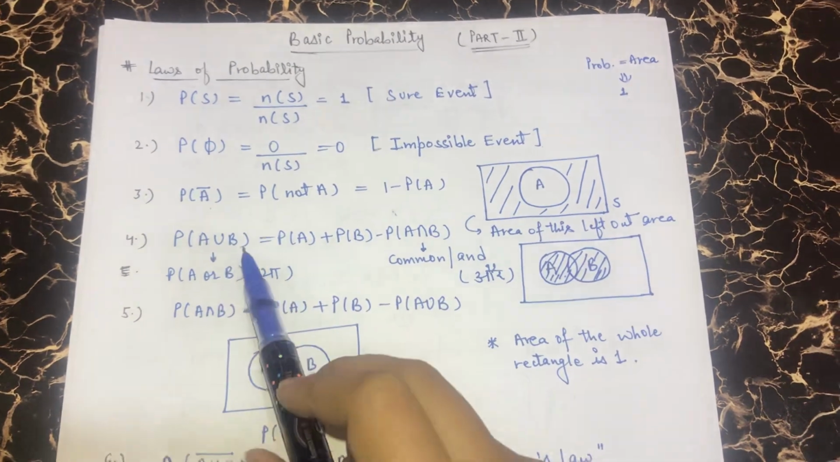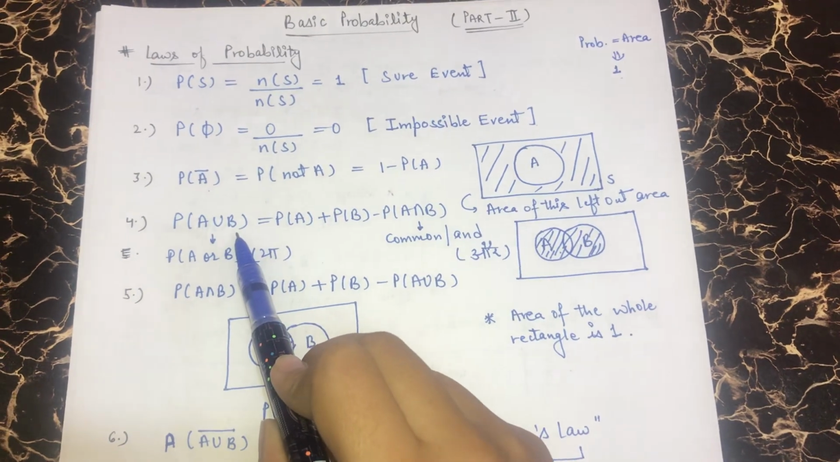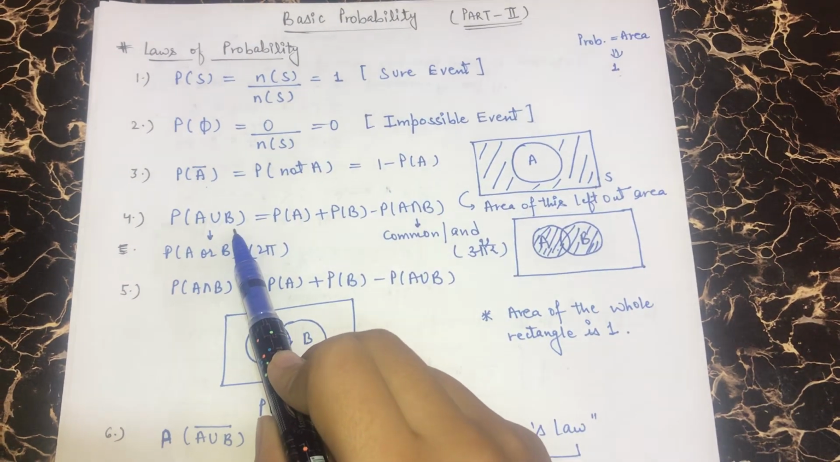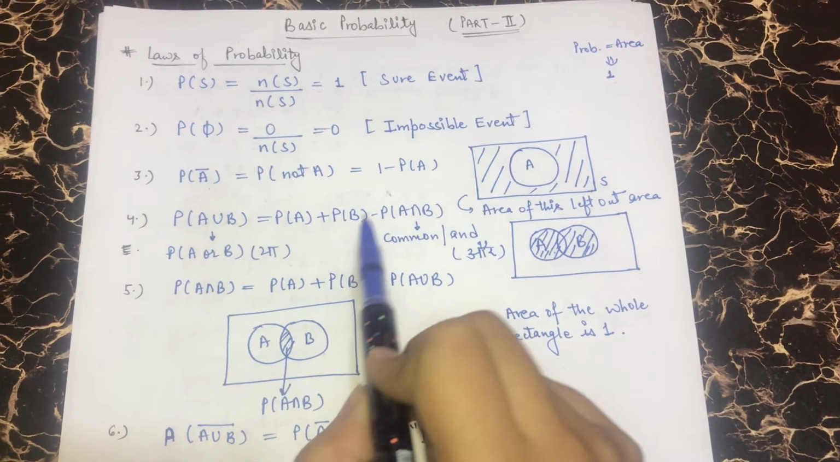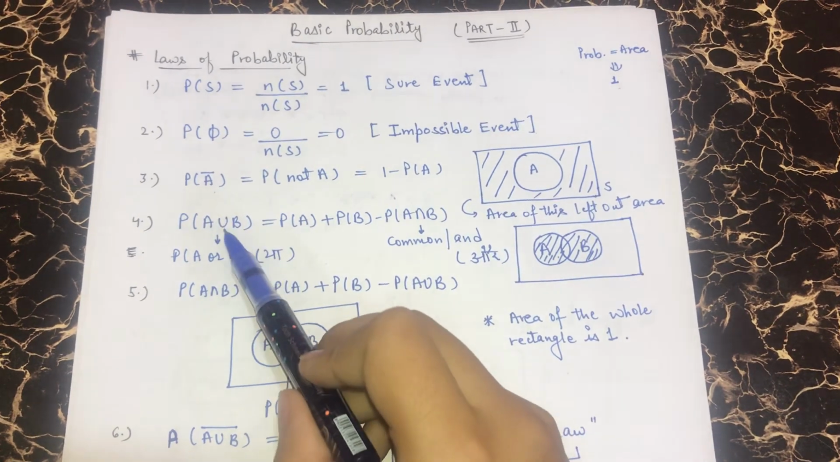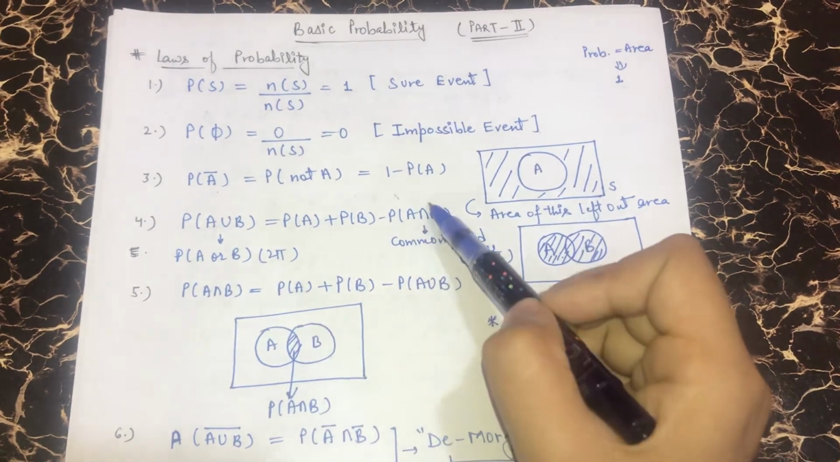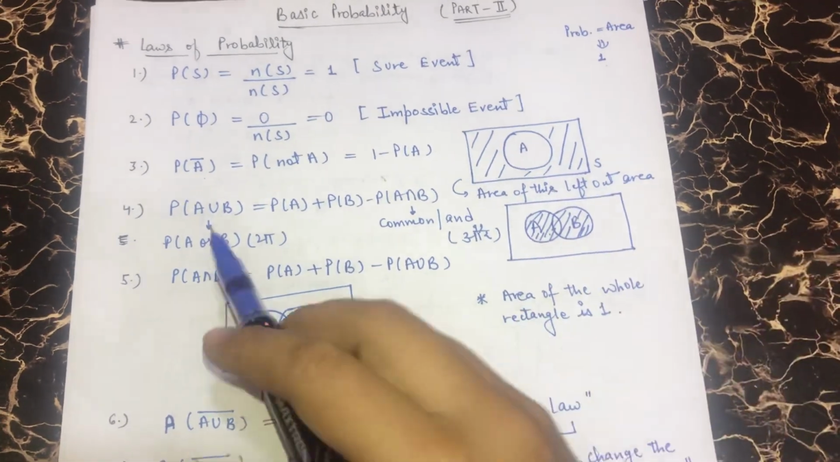Okay, then the next formula I have is probability of A union B. You must be very much familiar with this formula. This is nothing but probability of A plus probability of B minus probability of A intersection B. You guys must be knowing that this is the union symbol, this is the intersection symbol. So what is union? Union is clubbing them, like A and B.